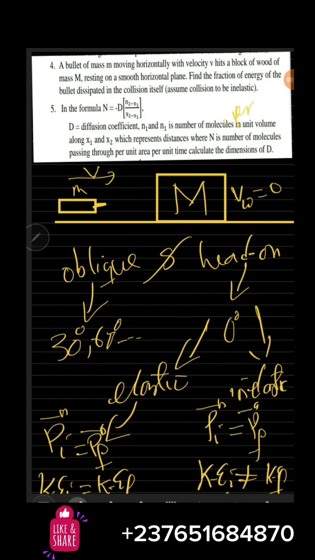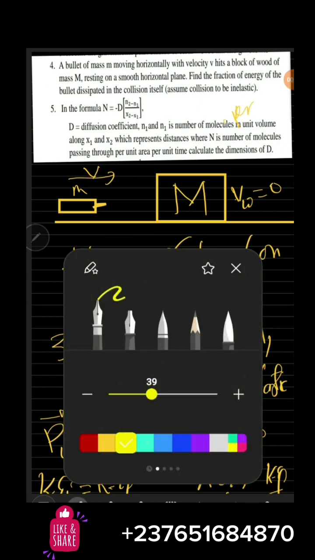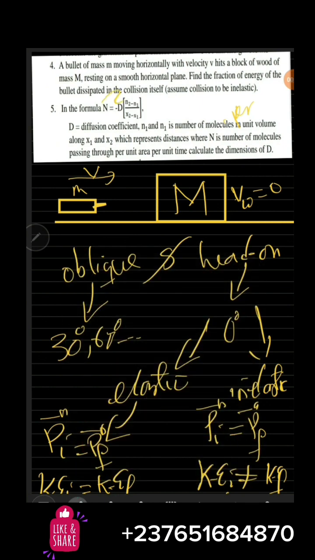Okay, so we'll continue the question paper. We are now on question 4. A bullet of mass m moving horizontally with velocity v hits a block of wood of mass big M resting on a smooth horizontal plane. Find a fraction of energy of the bullet dissipated in the collision itself. Assume collision to be inelastic.